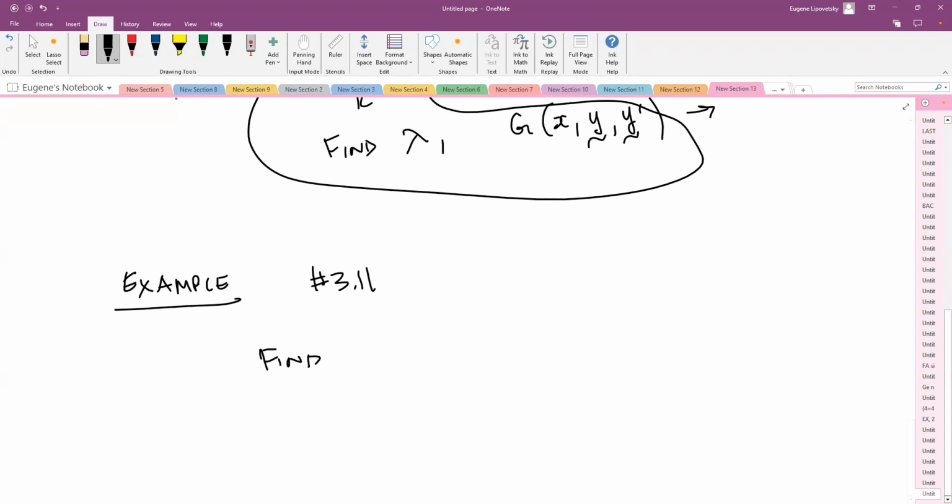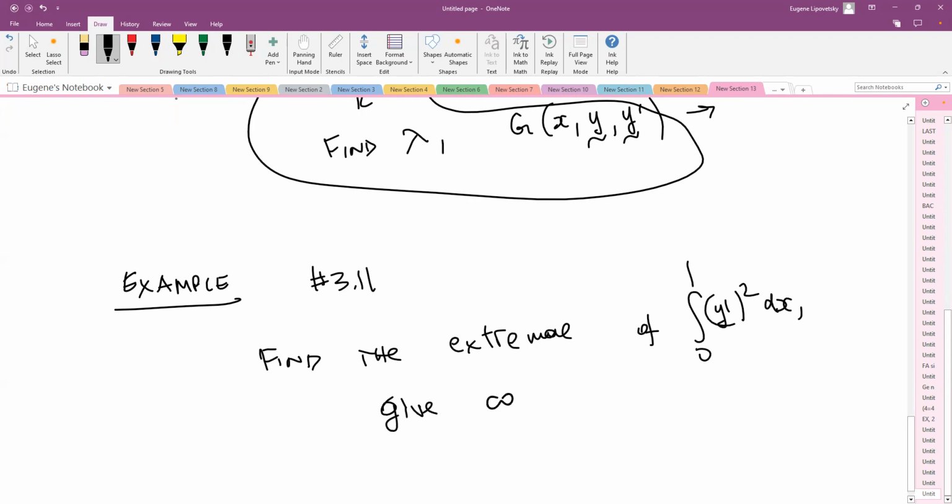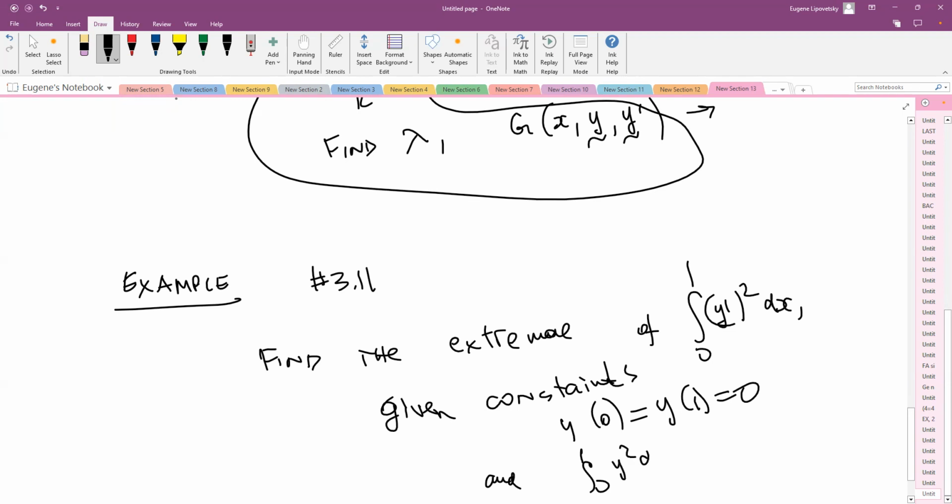Find the extremal of the integral from 0 to 1 of y prime squared dx, given constraints. The constraints are y of 0 equals y of 1 equals 0, and the g constraint, which is the integral from 0 to 1 of y squared dx equals 1.